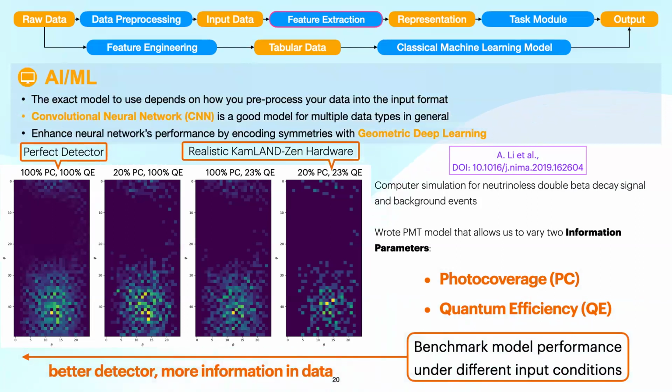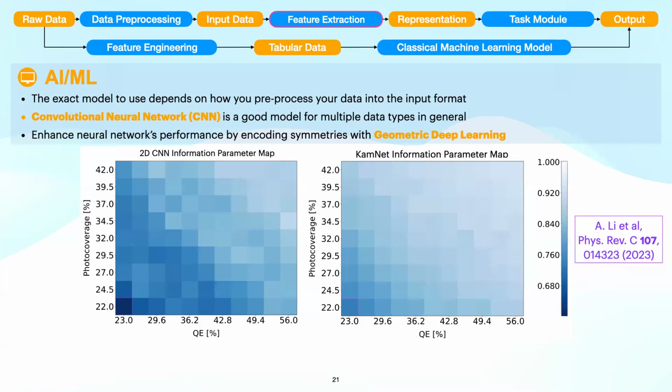When you reduce the photo coverage, you have something like this. When you reduce your quantum efficiency, you have something like this. And when you reduce both of them, you have something like this. So you can see this is kind of the real case, but its information is much less, right? This is much more scattered compared to the perfect case where you have this very coherent pattern of scintillation light. So basically this allows us to benchmark our model performance under different input conditions, where if you increase these two parameters, you have a better detector and you have more information in your data.